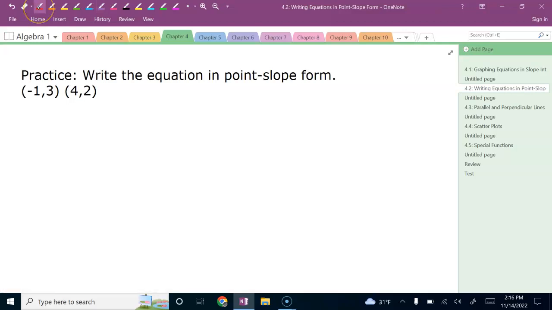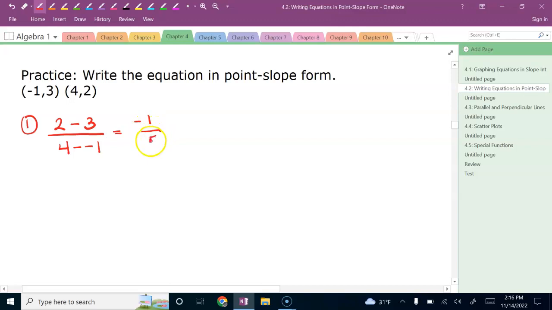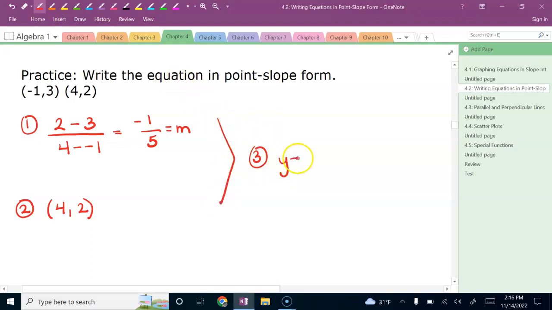So step 1 would be to find your slope. So I did 2 minus 3 all over 4 minus negative 1. And so I got negative 1 over 5. So that's going to be my m value. Then I need to pick a point. So I'm just going to pick (4, 2). And then I'm going to write my equation. So it'd be y minus 2 equals negative 1/5 times x minus 4.